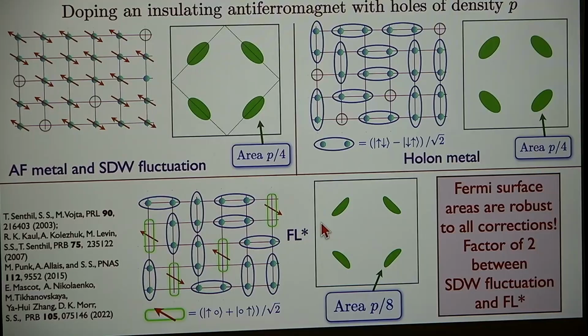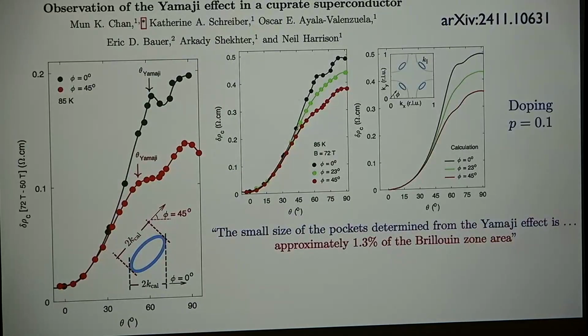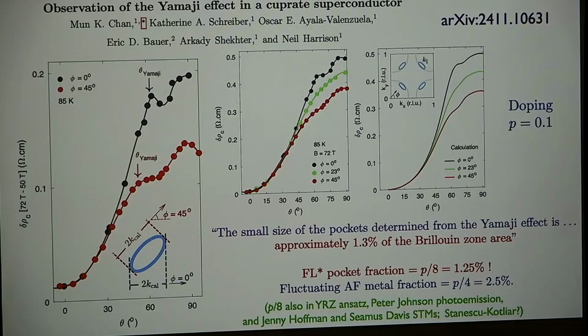Before I get there, this is just to show you, we actually predicted this. Here's a paper in 2007. We said this area is delta, which is P over 4. This is P over 8. All right, so yes, this is the thing I showed you. P over 8 is 1.25%. Not exactly 1.5, but pretty close for P equals 0.1.